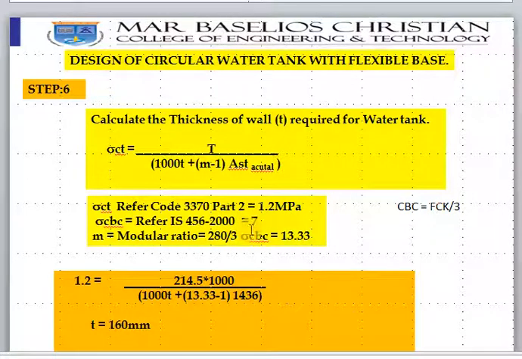It is a 7, or approximately you can find out like this. Sigma CBC is equal to FCK by 3. What is the value of FCK? FCK is 20. 20 by 3, you will get 6 point something. So that can be rounded as 7.